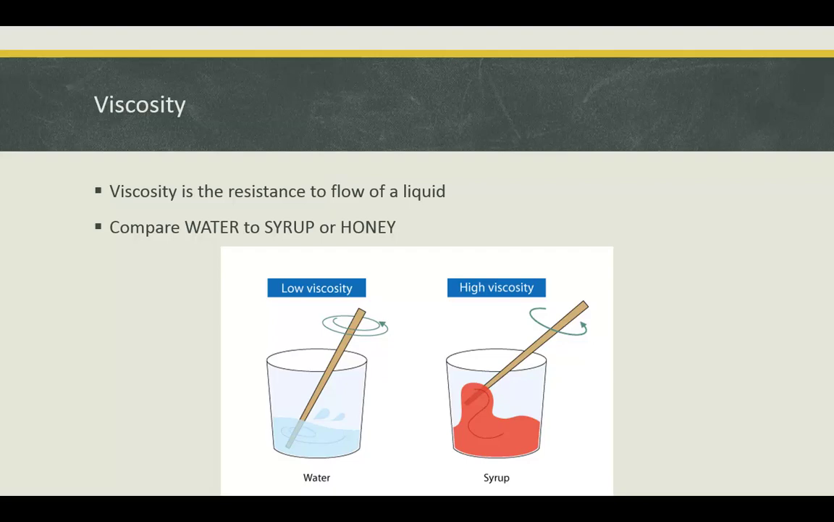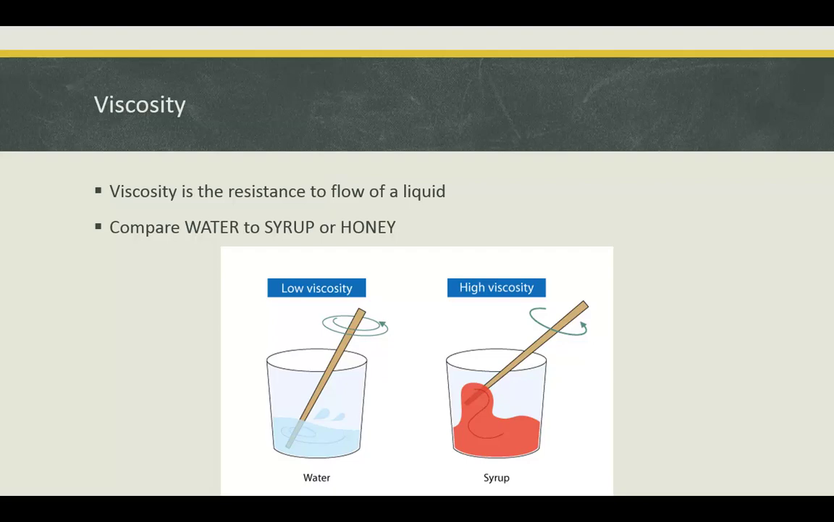The next one then, viscosity. Viscosity is the resistance to flow of a liquid. And if we compare water to syrup at the bottom here, then we know it's a lot easier to stir water than it is to stir syrup. Even if we take the glass of water and throw it out, the water flows out a lot easier compared to the syrup.